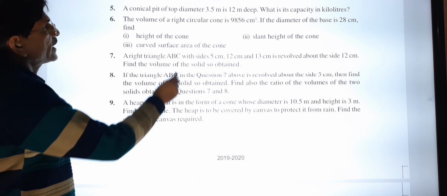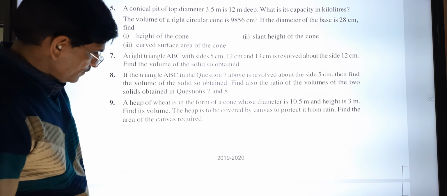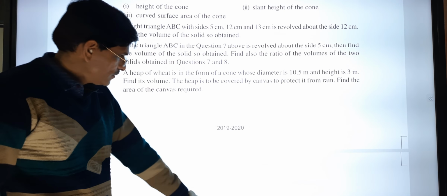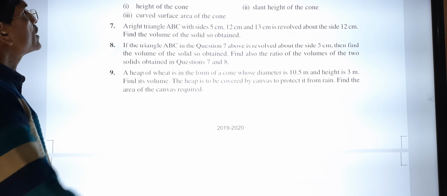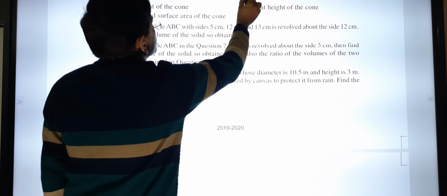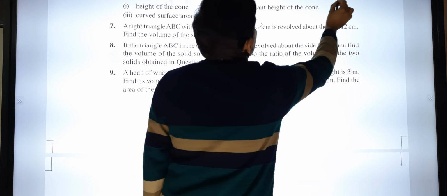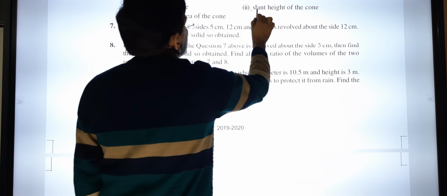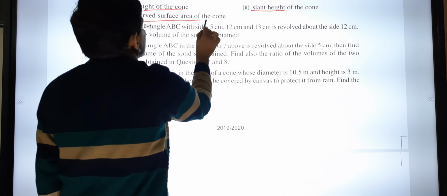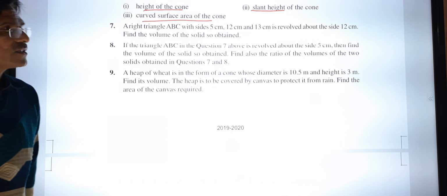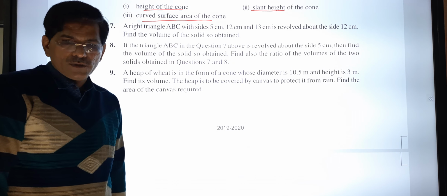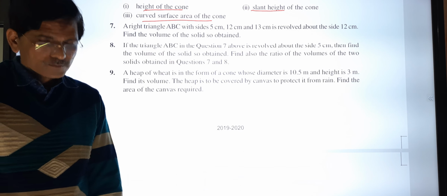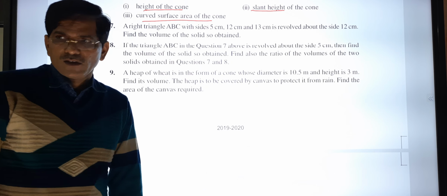Now, the next question, that is 6. Question number 6. Read the question, what the question says. What do we have to find out? Height, slant height, and surface area of the cone. 3 things you have to find out. Which formula do we have to use? Write it here in your rough book.